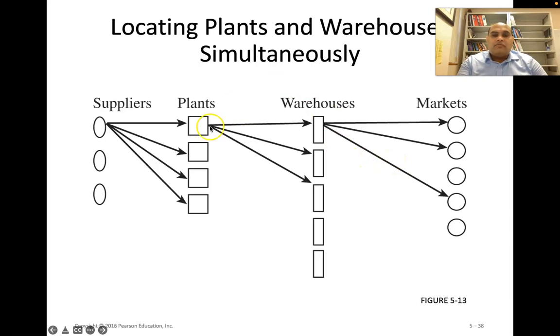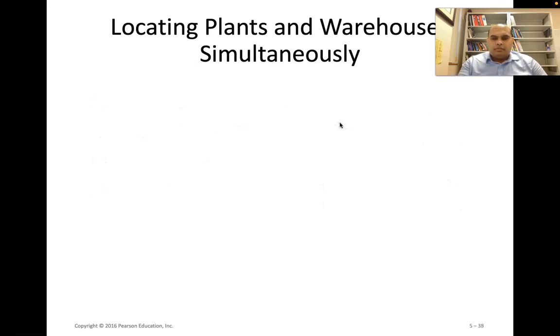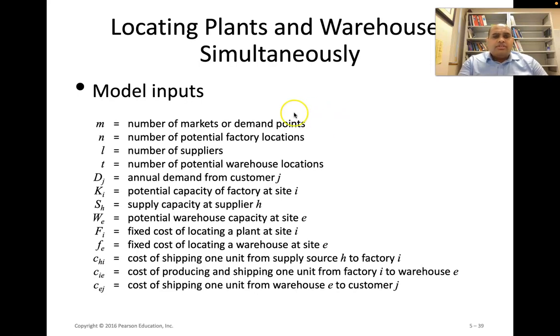Apart from that, we also have 2 sets of decision variables that have to do with which plants you're opening and which warehouses you're opening. And as you know, these variables are going to be binary variables, 1s and 0s. So instead of just having a single set of 1, 0 variables telling you which plants are open, you're going to have 2 sets of 1, 0 variables telling you which plants and which warehouses are going to stay open. So these are all the variables.